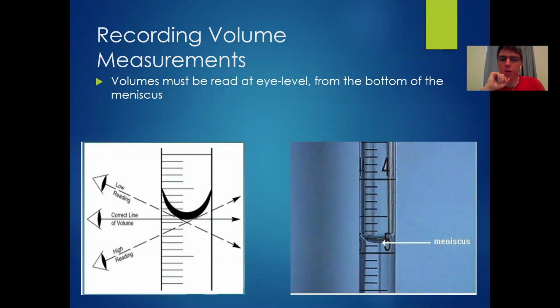So if you look at the left picture over here, if you're above it looking down, your meniscus will look higher than it actually is. If you're beneath it looking up, your meniscus will look lower than it actually is. So if you're right at eye level, meaning you might need to squat or kneel down or something to really get that measurement, that's what you have to do to get an accurate measurement from whatever glassware you're using.